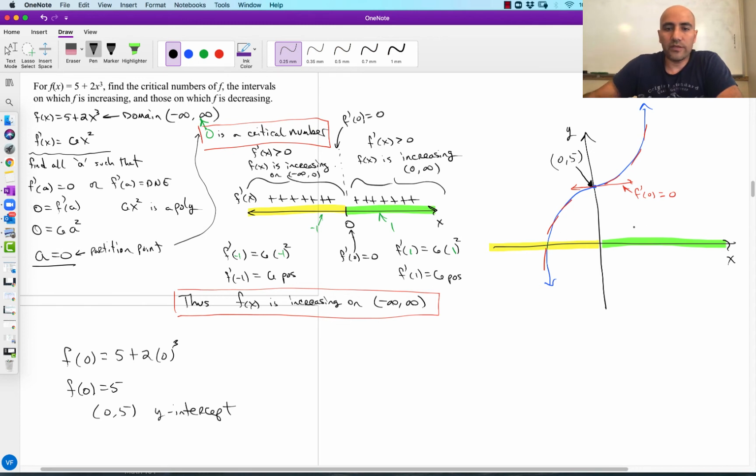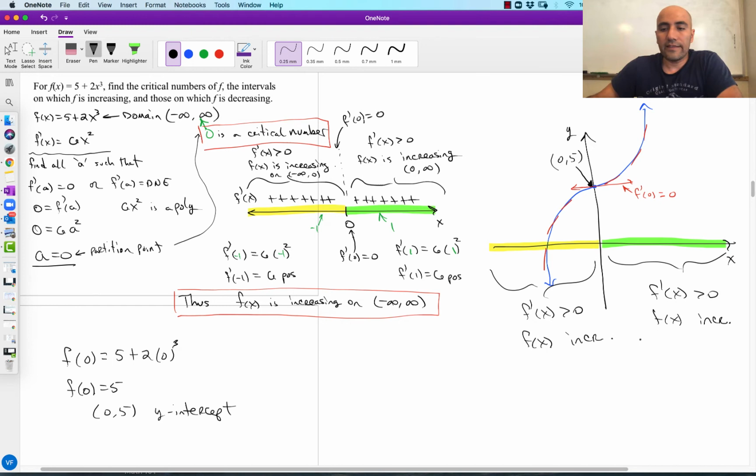So this matches with this. This is where f prime of x is greater than 0, so f of x is increasing. And we also found the same thing over here. f prime of x is greater than 0, so f of x is increasing. And so therefore we can conclude that it's increasing everywhere because f of x is continuous at x equals 0. So we can just say that it is continuous, therefore it's increasing everywhere.